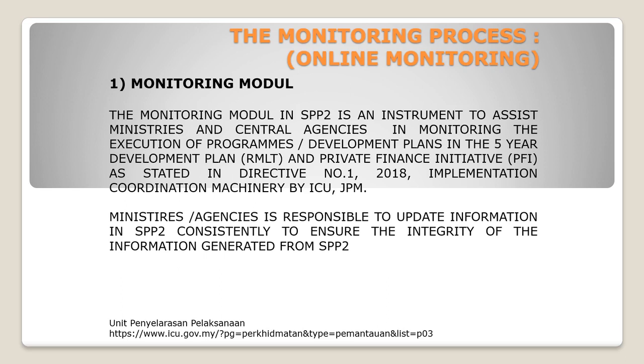The monitoring process or online monitoring. 1 is the monitoring module. The monitoring module in PMS2 is an instrument to assist ministries and central agencies in monitoring the execution of programs or development plans in the 5-year development plan (RMLT) and Private Finance Initiative (PFI) as stated in Directive No. 1, 2018, Implementation Coordination Machinery by ICU JPM. Ministries or agencies are responsible to update information in PMS2 consistently to ensure the integrity of the information generated from PMS2 or SPP2.